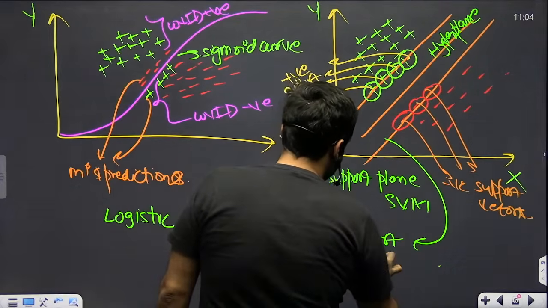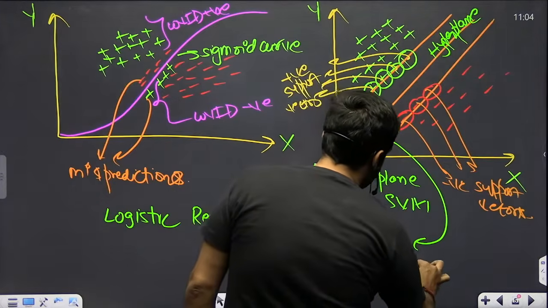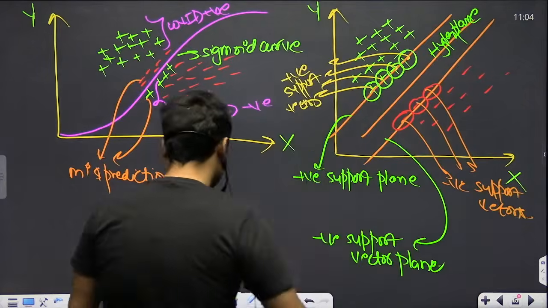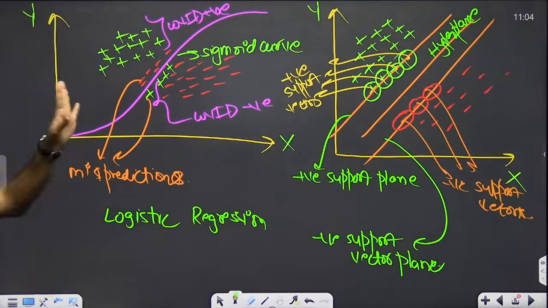Negative support vector plane. Okay, this is known as the negative support vector plane. So this is how the algorithm works. So why are these support vectors drawn along with the main hyperplane?